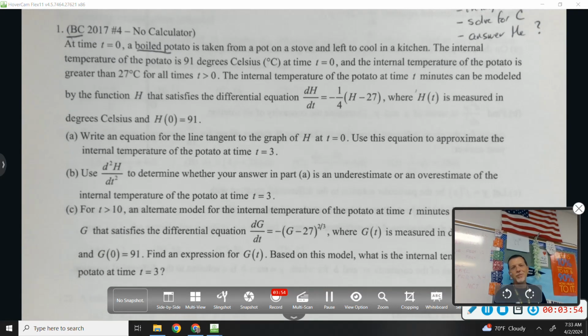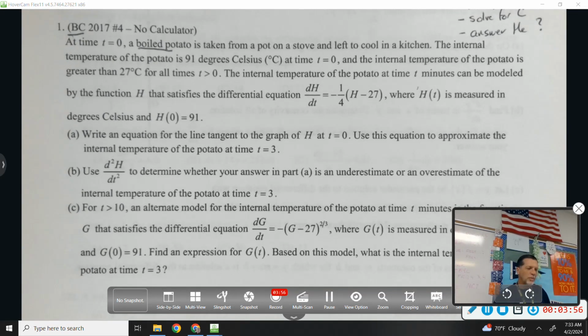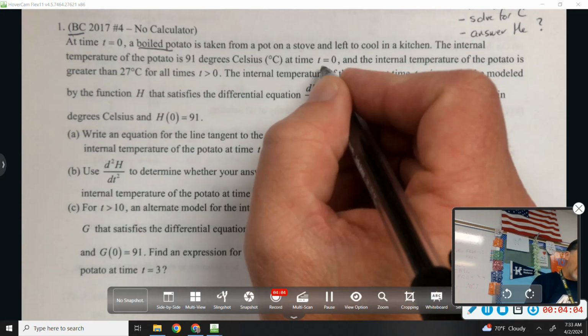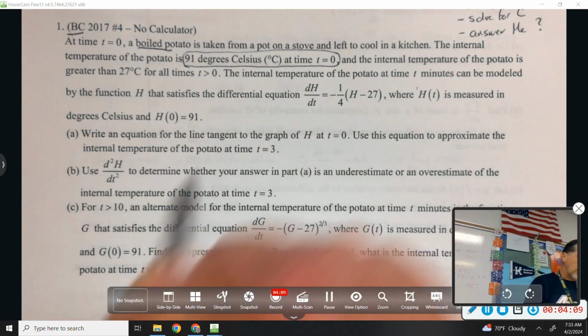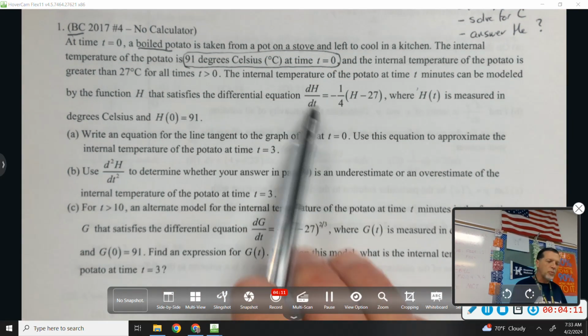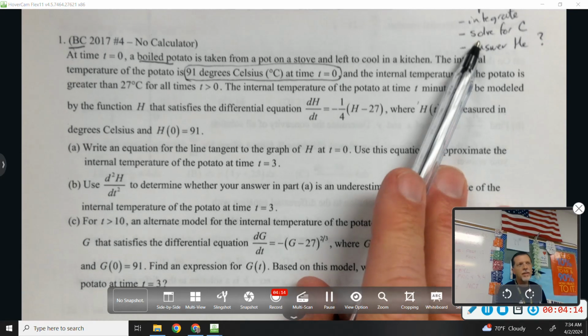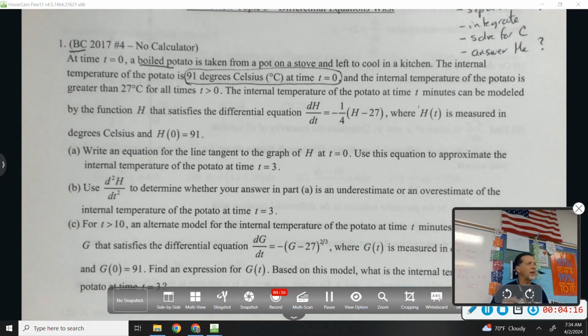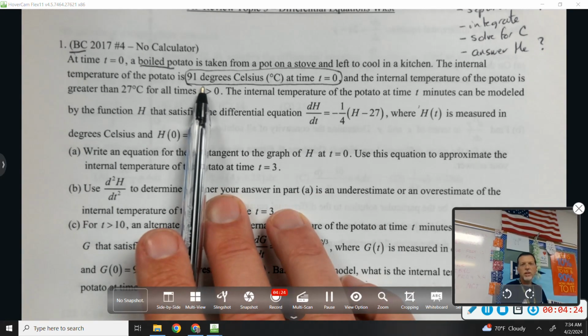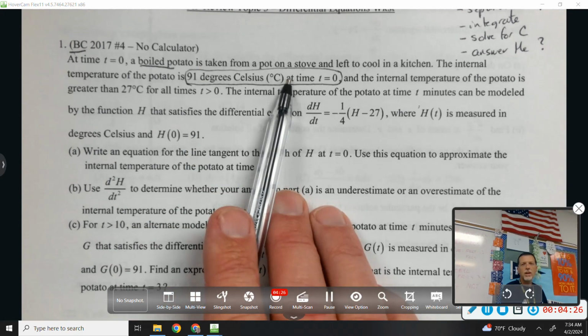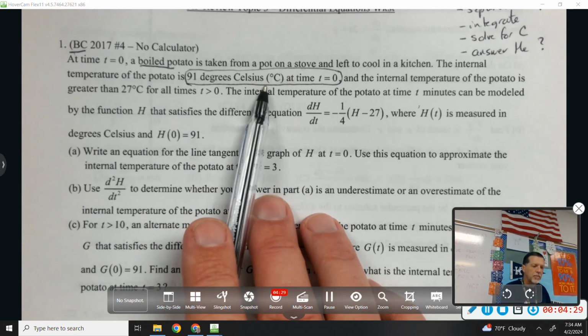All right, let's actually do this problem now. At t equals 0, a boiled potato is taken from a pot on a stove and left to cool in a kitchen. The internal temperature of the potato is 91 degrees at time 0. Okay, that's an initial time. I don't know if you've done enough of these, but that's probably going to be used to find C. After we separate and integrate and move things around and solve, at some point we're going to plug in 0 for t and 91 for temperature, which also means we've got to be careful with T and t here, and we'll probably use this to solve for C.